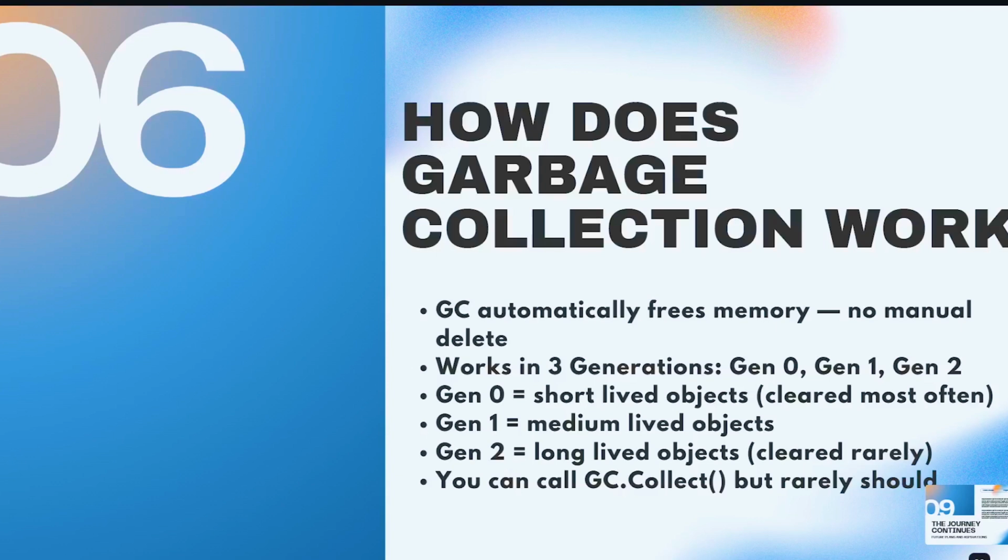GC works in 3 generations: generation 0, generation 1, generation 2. Why generations? Let's explain the logic. Most objects in a program are short-lived: created, used, thrown away quickly. A few objects live for a long time, like a database connection or configuration. Generations let GC, garbage collection, focus its work efficiently. So generation 0 is brand new objects. GC checks this most frequently. Most objects die here.